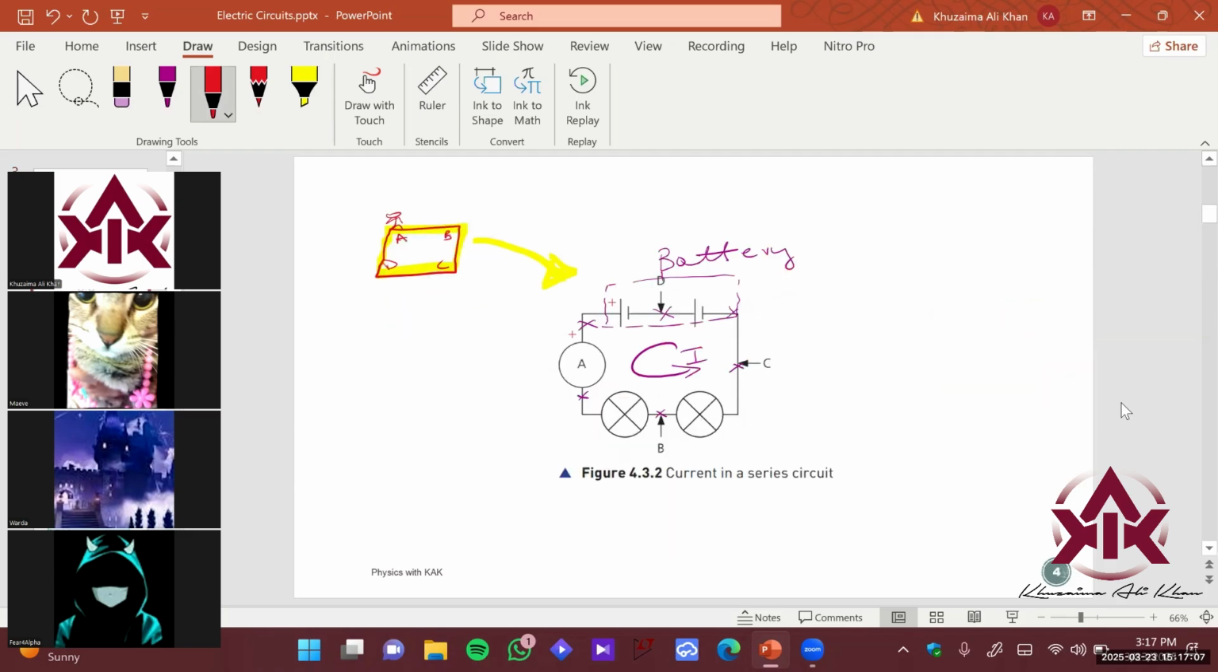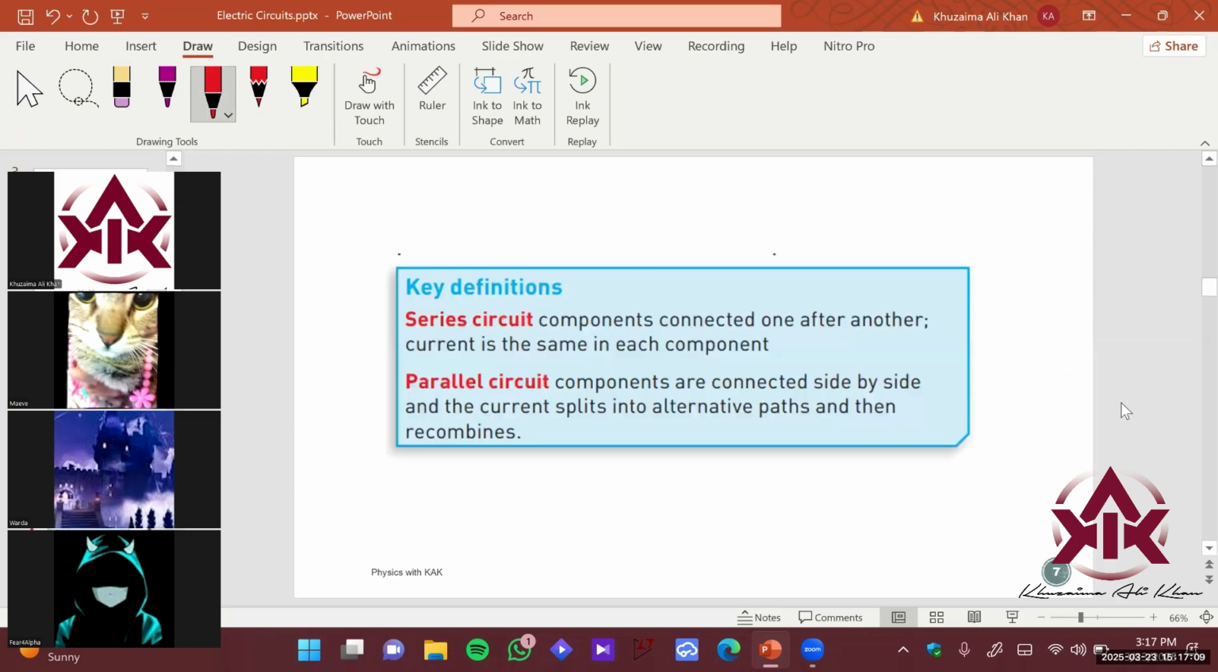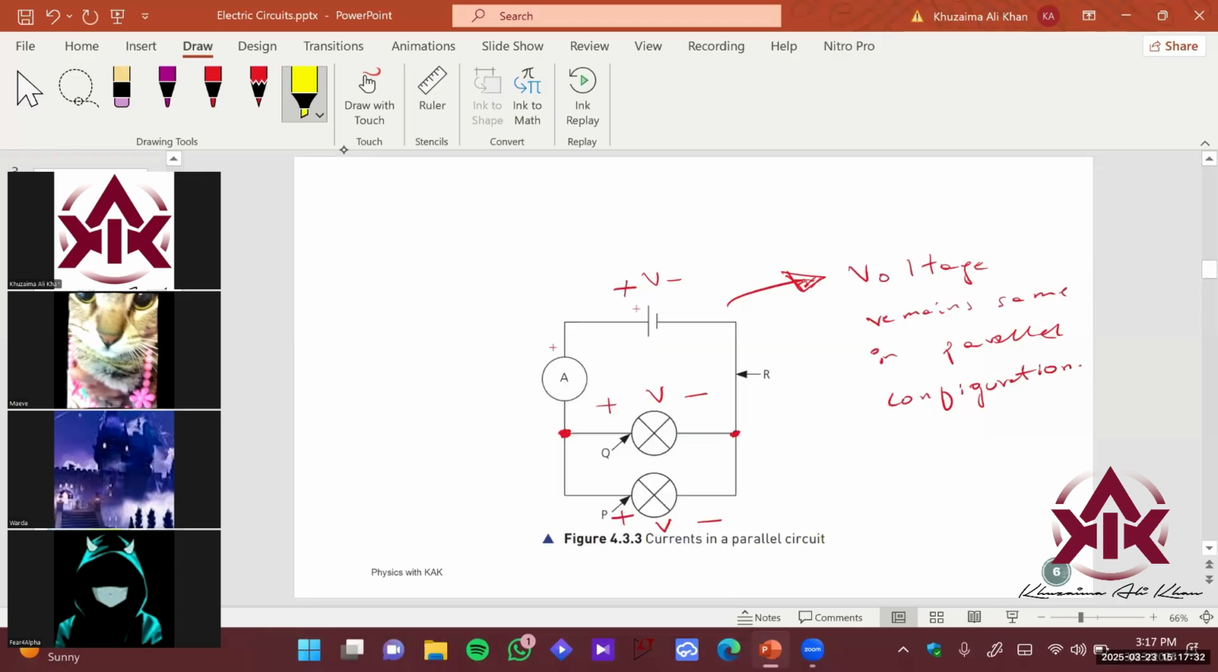So you see the differences over here, what is happening in series and parallel. This is a summary of the discussion which we learned in the previous slides. In a series circuit, components are connected one after another, and current is the same in each component. However, in a parallel circuit, components are connected side by side and current splits into alternative paths and then recombines together, which we have seen over here, right?